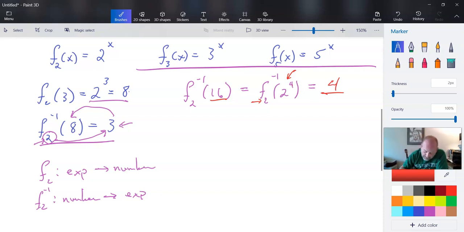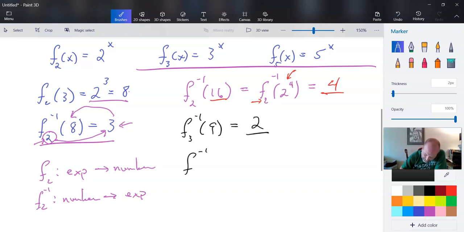And then you can start messing around with these things with different bases. So for example, if I have f inverse base 3 of, let's say, 9, what I'm asking myself is 3 to what power will give me 9? And I have to square 3 to get 9, so that means the answer is 2. So the answer to these inverses is always the exponent, right? There are some other interesting properties too.